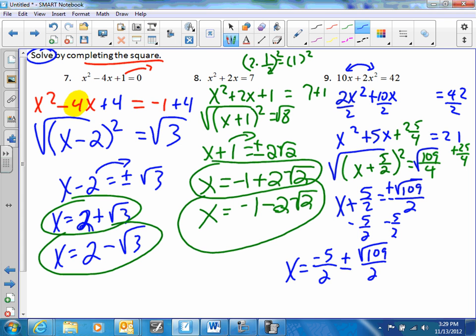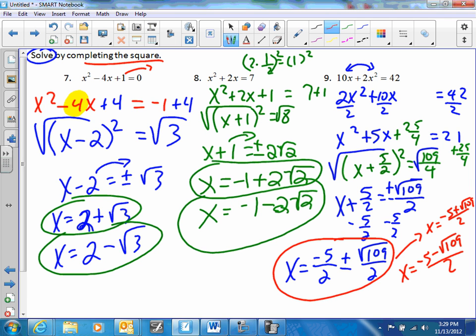Now, because they have common denominators, you can write it as two separate answers. x is equal to negative 5 plus the square root of 109, over 2, and x is equal to negative 5 minus the square root of 109, over 2. Or you can just leave it like this. So either this answer or both of these answers would work. Okay?